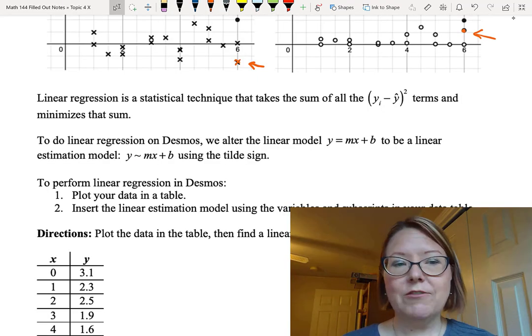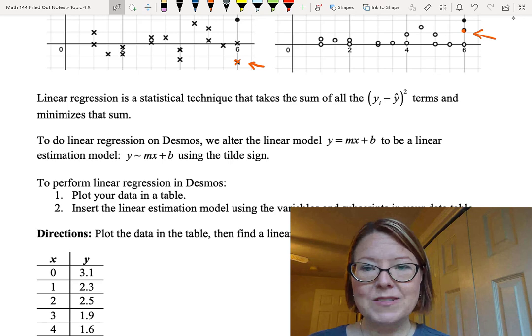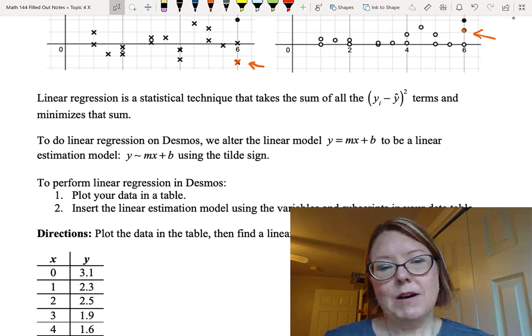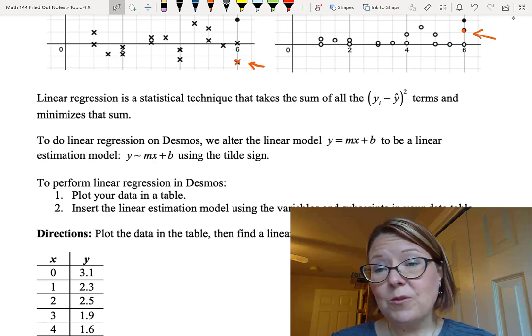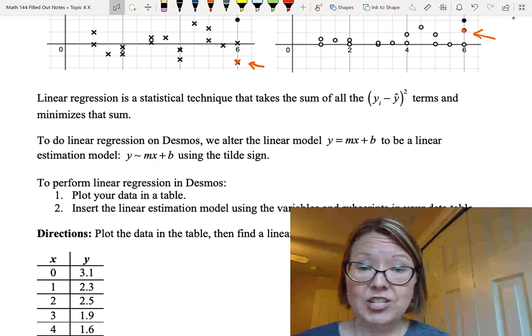So what is linear regression? It's a statistical technique that just takes all of those residual squared terms, that's yi minus y hat in parentheses squared, and it minimizes that sum. Now we're not going to go through all the statistics in this class, we're just going to learn how to do linear regression in Desmos.